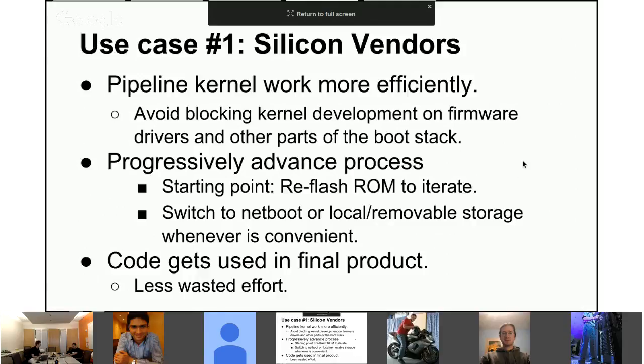So at first it's going to be a little bit painful because they're kind of stuck reflashing their ROM every time, but it gets better. And the best part is that the code actually gets used in the final product. So you're not necessarily developing a whole bunch of stuff just to support bring up or just to support these niche cases in firmware. You're using code that's going to be used by many people for your product.